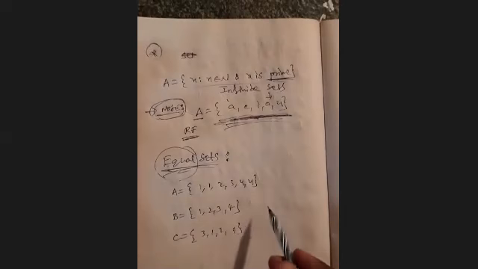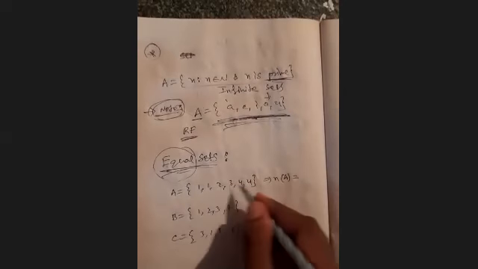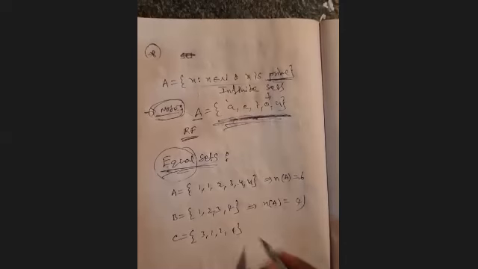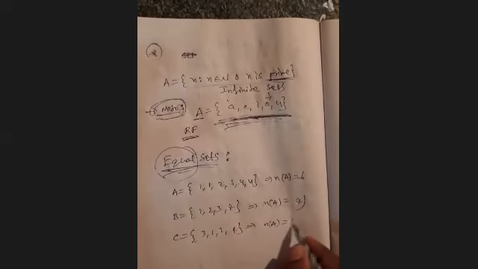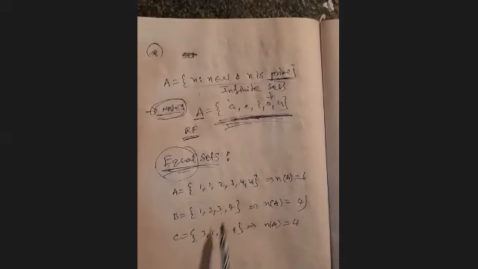Here clearly the number of elements, n of A, is 6. Here n of B is 4, and here n of C is also 4. But if you observe, the order is not the same for these. Here the numbers 1 and 4 are repeated, and here no number is repeated. These two sets have 4 elements, but the order is different: this is 1, 2, 3, 4 and this is 3, 1, 2, 4. In the first, 1 is 2 times and 4 is 2 times.